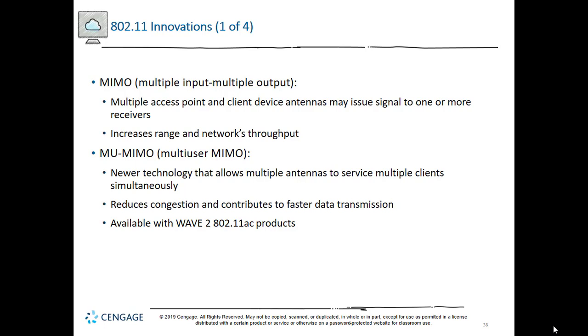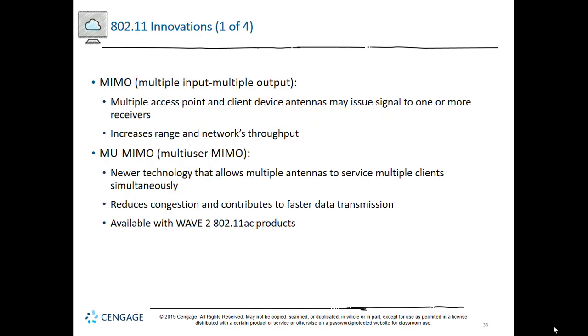Now, multiple in, multiple out gives us the ability, basically, to send and receive at the same time, or simultaneously. So, your standard MIMO router would typically have 3 antennas on it.